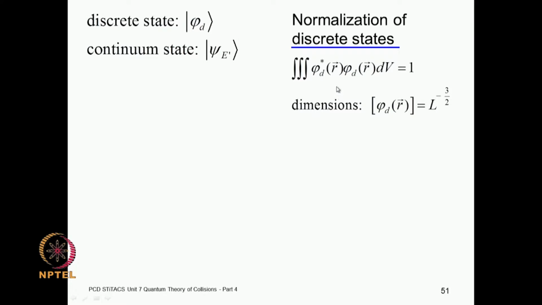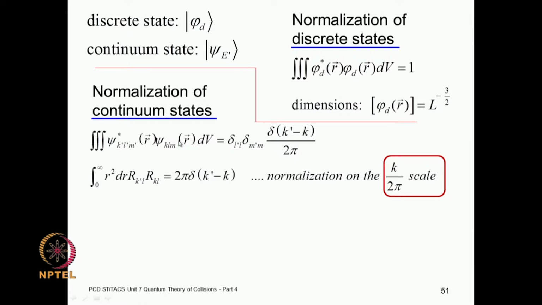The discrete states are square integrable. So, I normalize them using the usual normalization integral, and the dimension of the discrete states is of course L to the minus 3 by 2. The continuum states, however, are not square integrable, and these are normalized on a delta function scale.